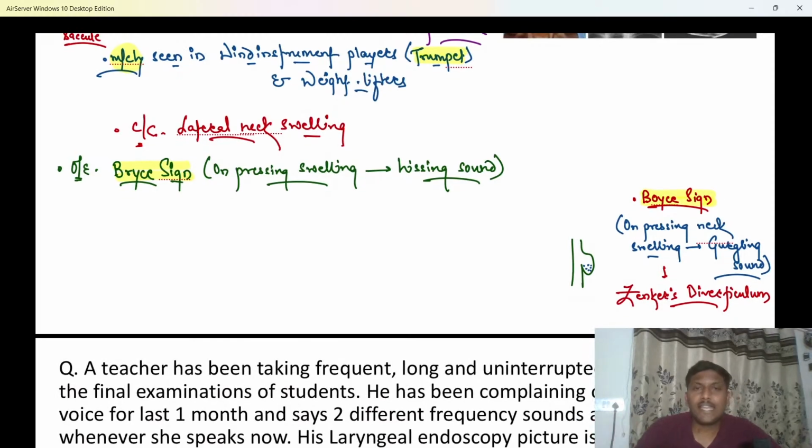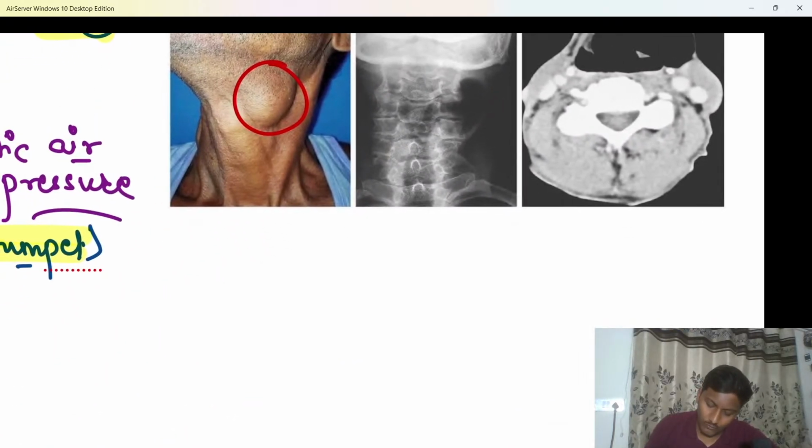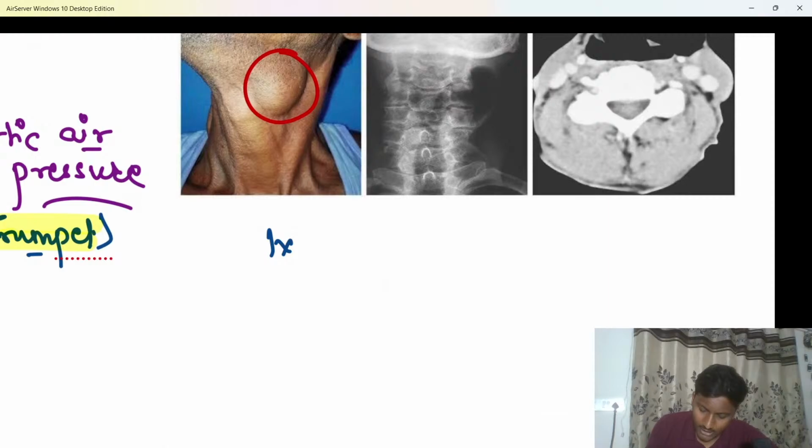Now here there is collection of air beta. It is an air filled neck swelling, right? और air देखने के लिए the best investigation is usually an X-ray, which is first line, and better than that we have a CT. So we can do an X-ray neck or we can do a CT neck. So after examination we will go for investigations, and in investigations you are able to see is an X-ray.